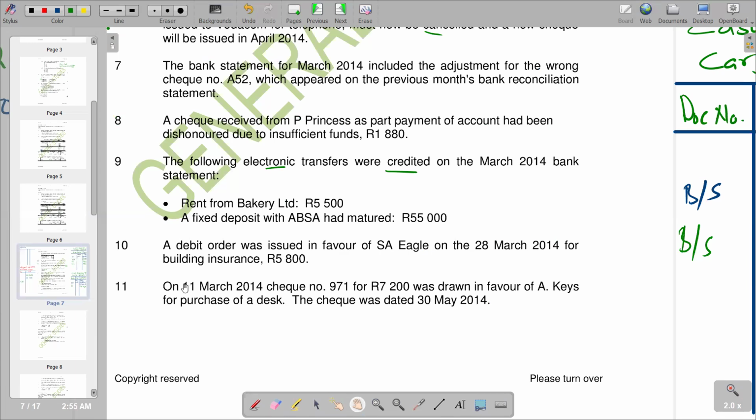So we can try to go through it again. Check on 11 March 2014. Check number 971 for 7,200 was drawn in favor of a keys for purchase of a desk. The check was dated 30 May 2014. So obviously, this is going to be an outstanding check because it's dated 30 May, which is a date after the period that we are in. So it means obviously it won't be appearing on the bank statement, but we need to update it on the bank reconciliation. So if it's a check that has been drawn, it's supposed to go to the debit side as an outstanding check, 7,200.